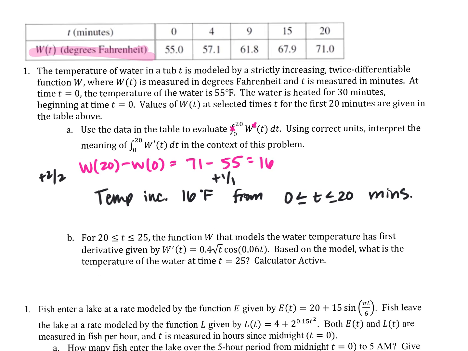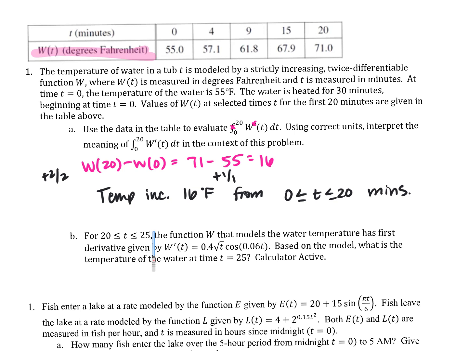Then it says between 20 and 25 minutes, we don't have any data. W models the temperature and has a first derivative. Now notice this: W prime was given. That is a velocity of degrees per minute. But they said, what's the temperature? How would I go from degrees per minute to temperature? I'm going to integrate that W prime. Because I'm going to be using my calculator, I'm not going to rewrite that whole equation here, just as a time saver. Here's my question. What are your bounds going to be?